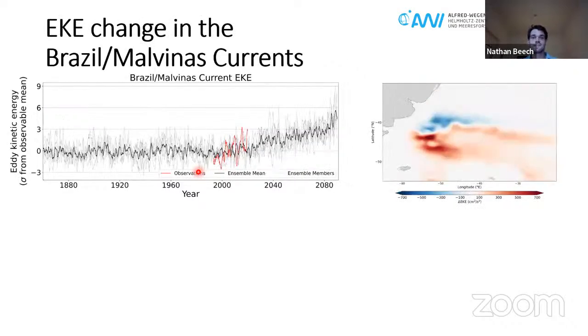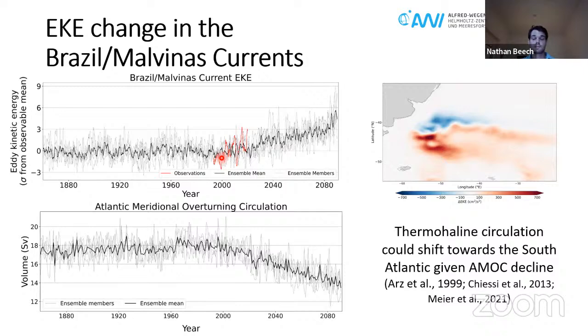Let's move on to the South Atlantic. This is the Brazil and Malvinas currents. They're in the South Atlantic as opposed to the north of the Gulf Stream. And as you can see, we project a substantial increase in eddy activity here. And the reason for that could be the same as in the North Atlantic. It could be AMOC decline.